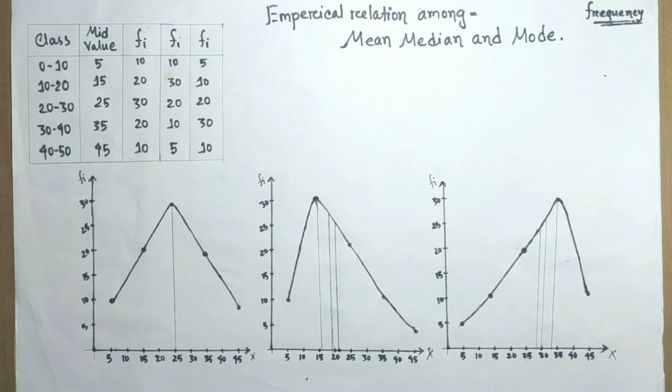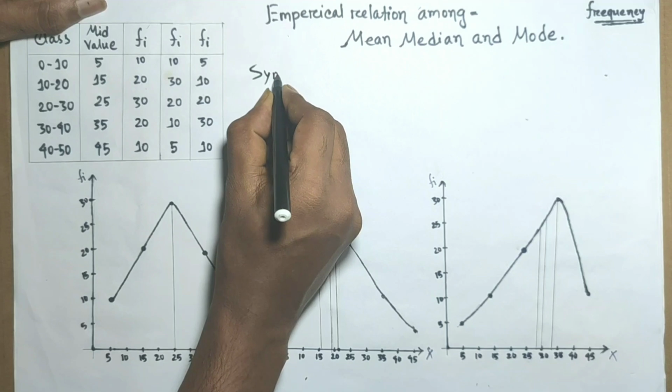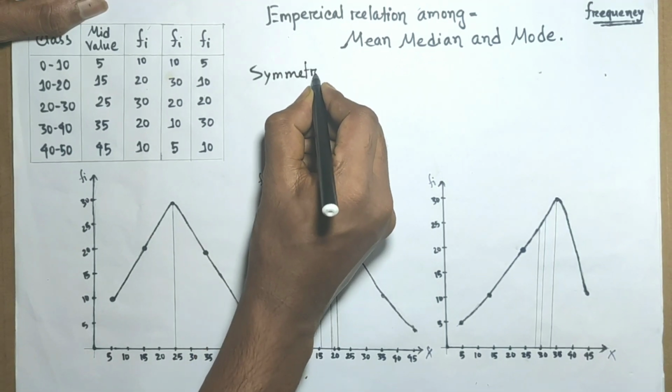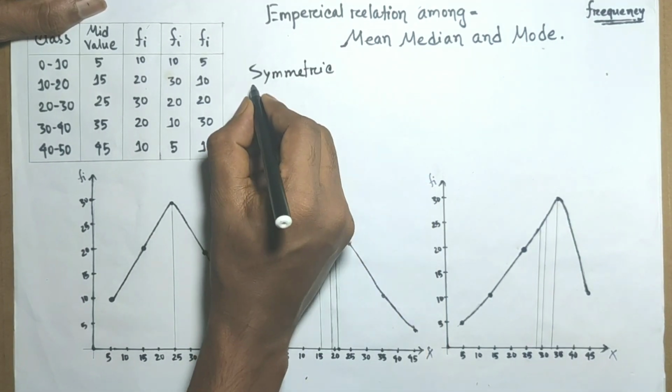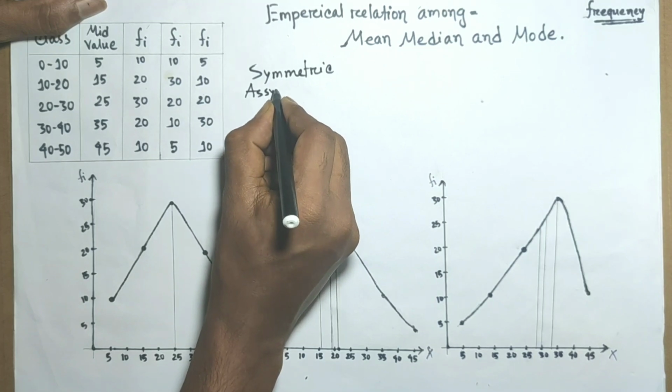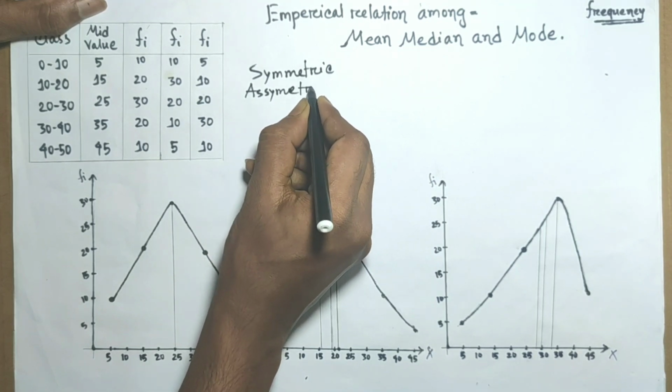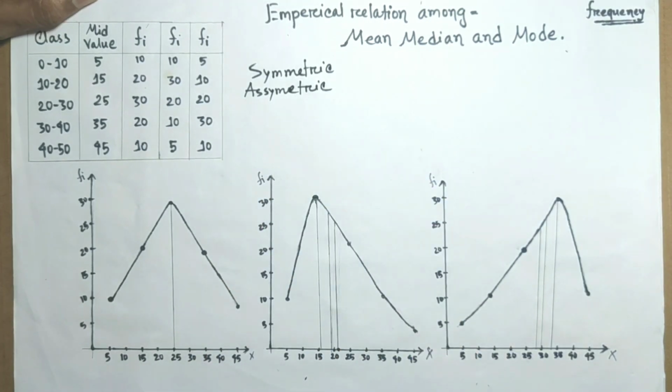Today we'll talk about the empirical relation among mean, median and mode. Generally, we can see two types of relation between the mean, median and mode of data. That's the symmetric relation and the asymmetric relation of data among mean, median and mode.